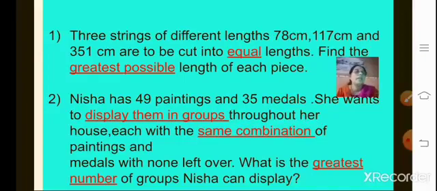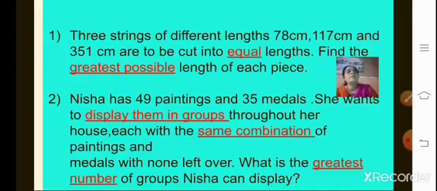Nisha can display? So the keywords like groups, to display them in groups, same combination, greatest number. All these words tell us that this question is an HCF type of question where you have to find the HCF. So with a little bit of understanding, read the question, you will be able to interpret whether the question is an HCF or LCM type of question.